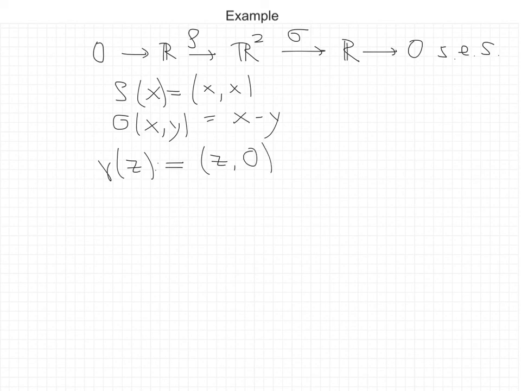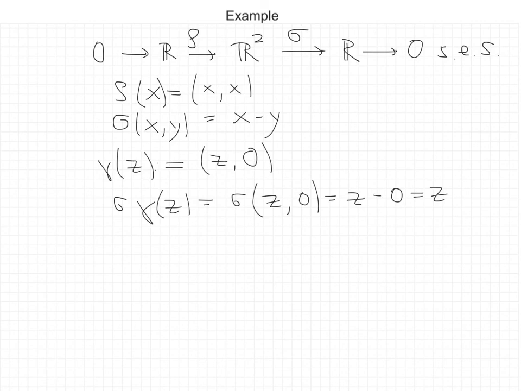Why is that a splitting? If I first take gamma of z and then apply sigma, I will take sigma of z comma 0, which is by definition z minus 0, which is just z. So you see, first gamma and then sigma gives you back z. So this is the identity on R.